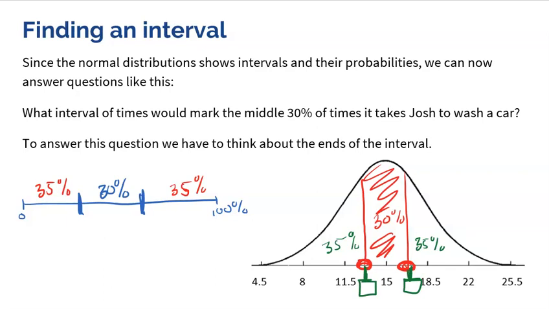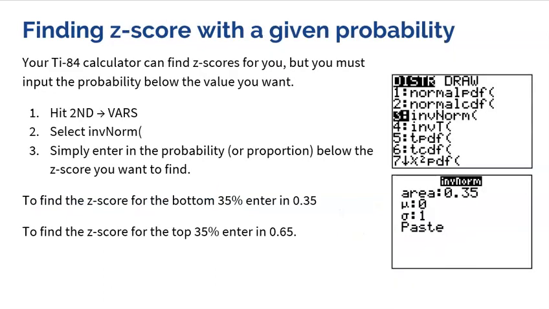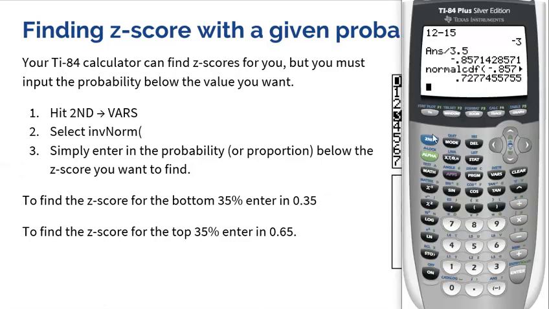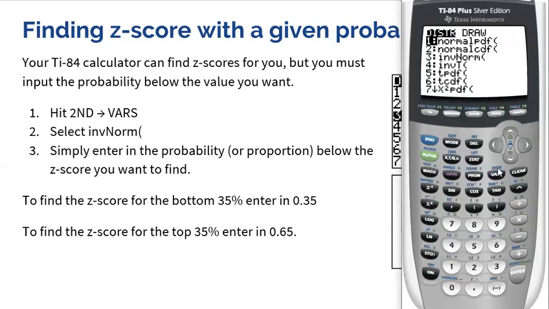Well, remember, we have a cheat on our calculator. Your calculator can actually find z-scores for you if you give it the proper probability. So let's talk about how to do this. First off, to find z-scores on your calculator, you need to hit second vars. On my calculator, I'm going to once again go to second vars. And this time, I'm going to use the number 3 option, which is invert norm.